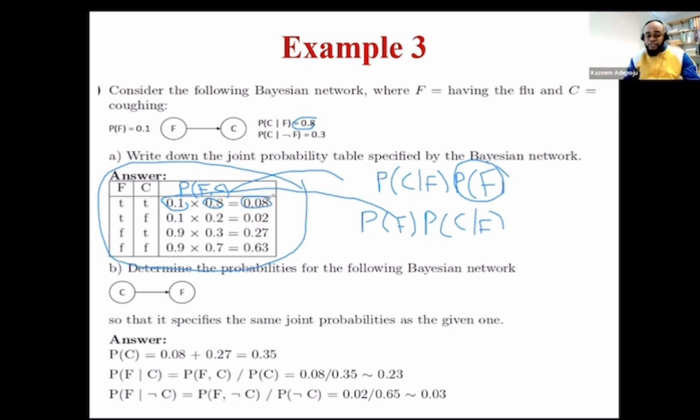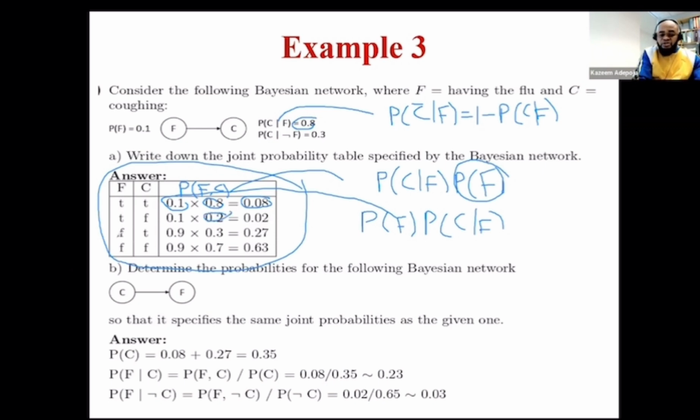Another possibility is true and false. True here, you are still using 0.1, but false at this end means you are finding the probability of C complement given F. The probability of C complement given F is going to be 1 minus the probability of C given F, and that's 1 minus 0.8. So that's why you see this 0.2.